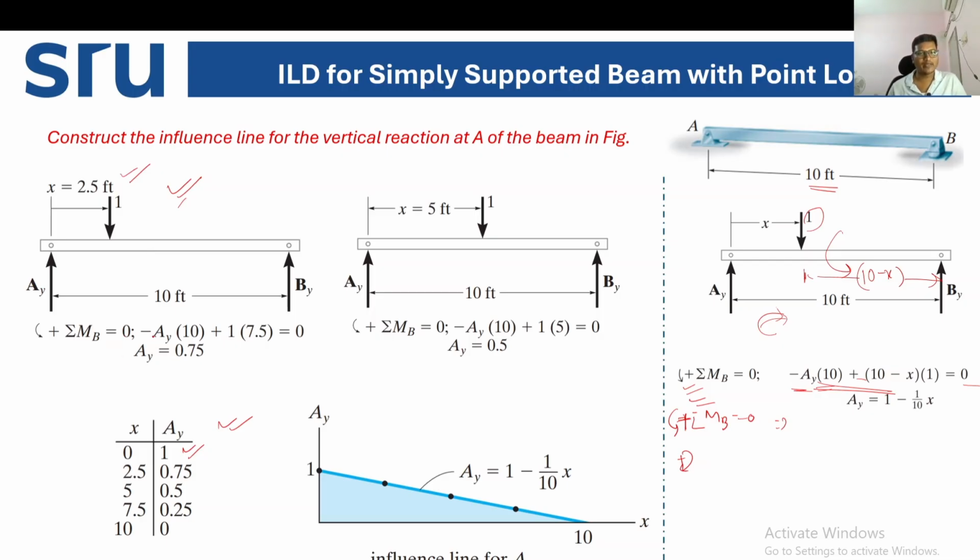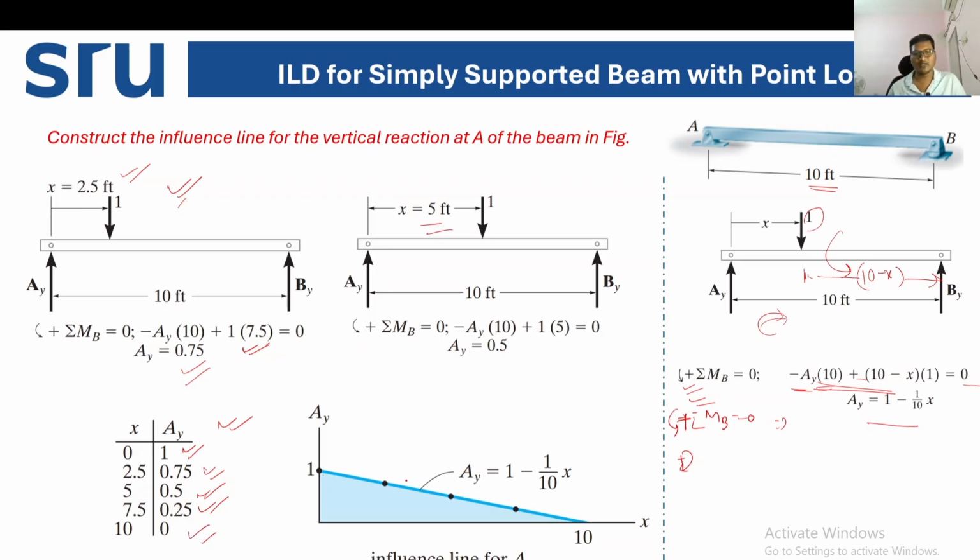Summation of moment at B is equal to 0, same equation. So minus AY into 10 plus 1 into (10 minus x), that is 10 minus 2.5, so 7.5, is equal to 0. So AY is equal to 0.75. Same way, we have calculated if x is equal to 5, it will be 0.5. If x is equal to 7.5, put that value in the equation here, you will get 0.25, and x is equal to 10, it will be 0.